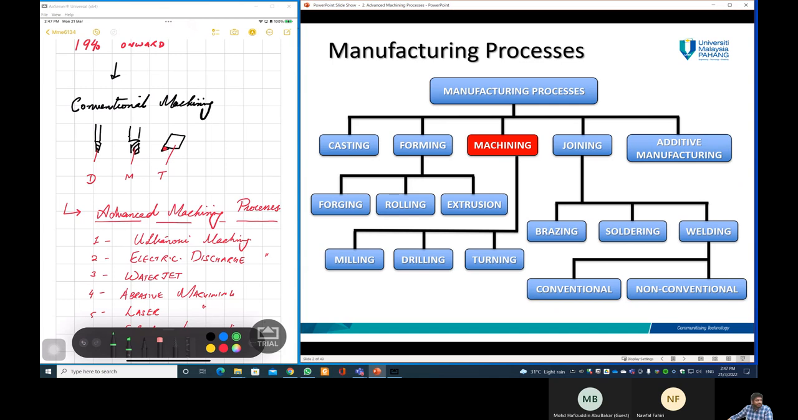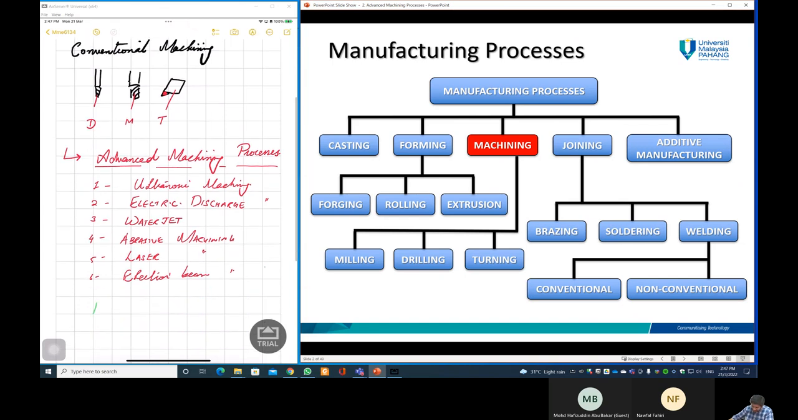You can observe currently that the medium by which machining is carried out is very, very different. What do I mean by medium? Here you can see that we are using vibration energy.